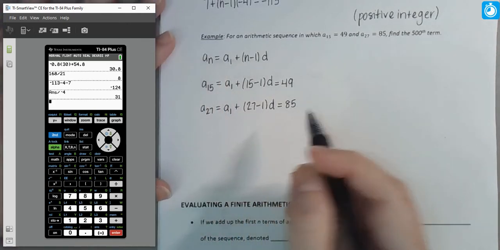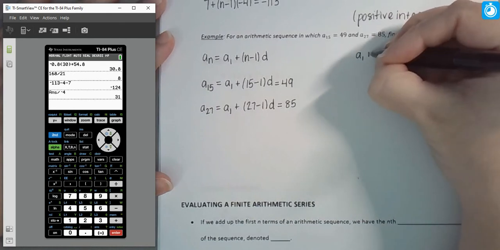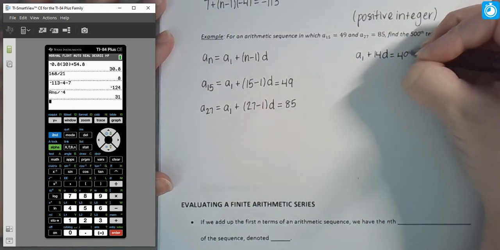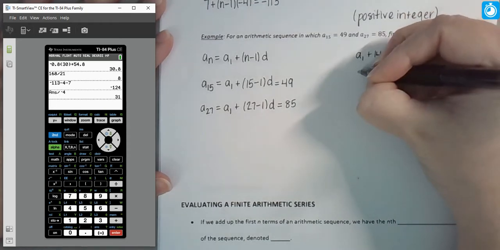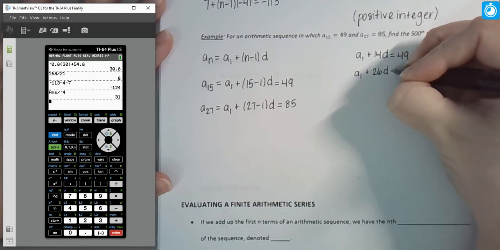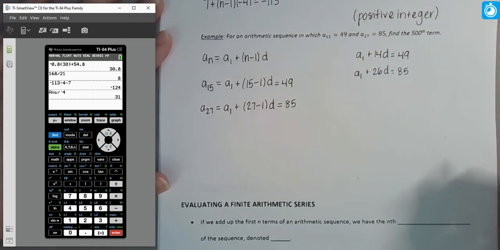Okay, so let's clean these up just a little bit. So we have a sub 1 plus 14d is equal to 49. That's our first equation. And we also have a sub 1 plus 26d is equal to 85.